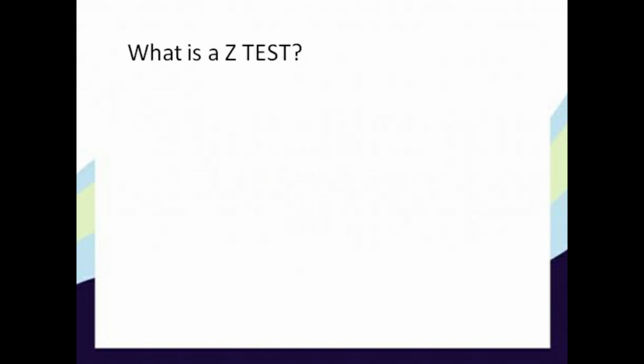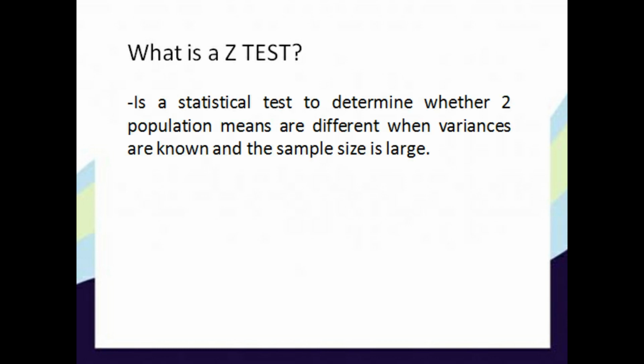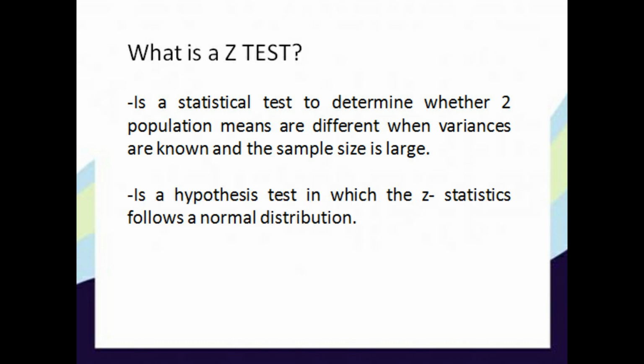First, let us define what a z-test is. A z-test is a statistical test to determine whether two population means are different when variances are known and the sample size is large. A z-test is a hypothesis test in which the z-statistic follows a normal distribution.